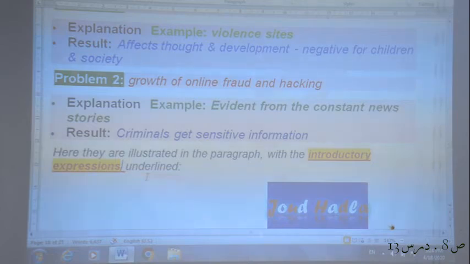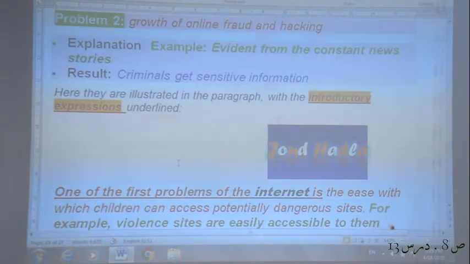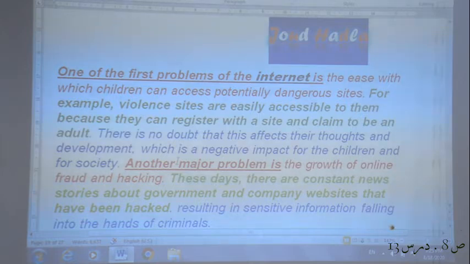So introductory expressions help you to transition from one idea to another, from one paragraph to another, from one sentence to another. So pay attention and try to learn them by heart. Now, one of the first problems of the internet is, here is the topic sentence. So one of the first problems of the, and here I state my topic, as you can see.